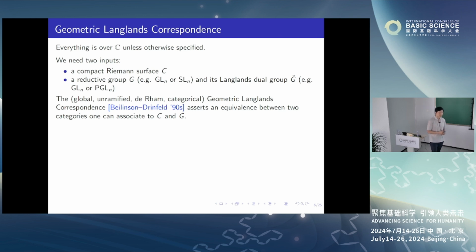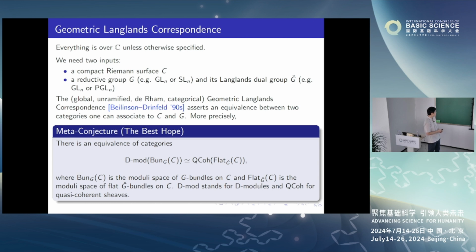It says there is an equivalence of two categories. It's called the Beilinson-Drinfeld conjecture. The conjecture says that there is an equivalence of categories between these two things. Let me read them off for you. On the left-hand side, Bun_G is just the moduli space of G-bundles on C, and D-module means the category of D-modules. And on the right, Flat_{G check}(C) is the moduli space of G check flat connections on C, and then you are thinking of the category of quasi-coherent sheaves.